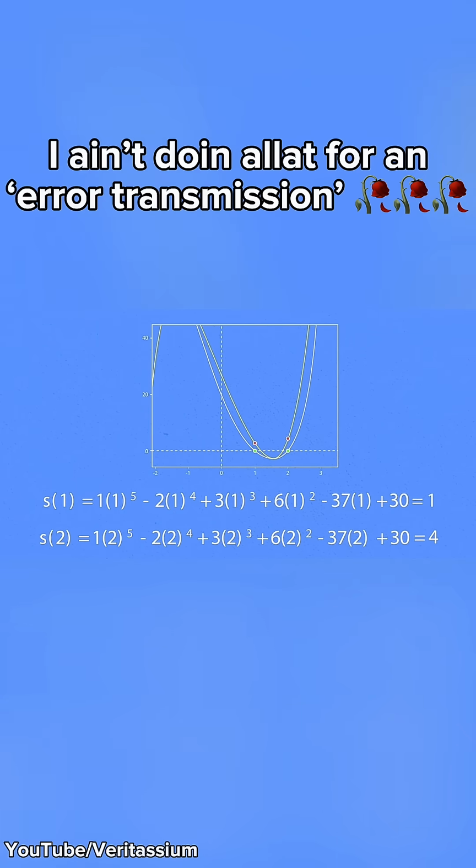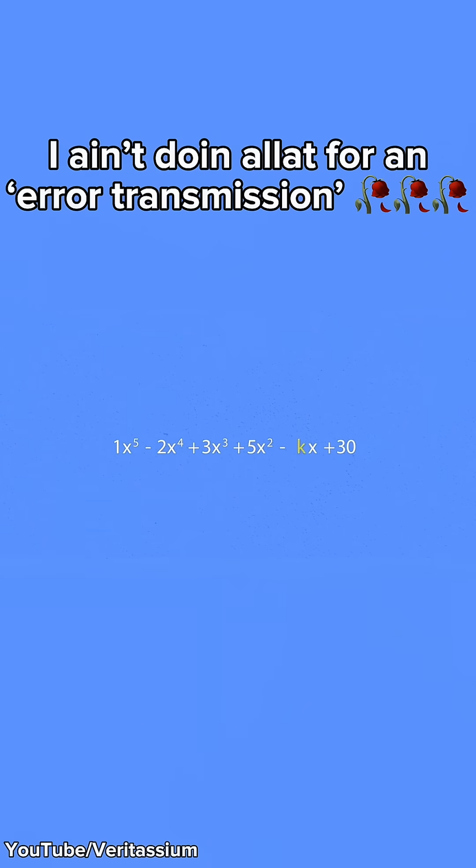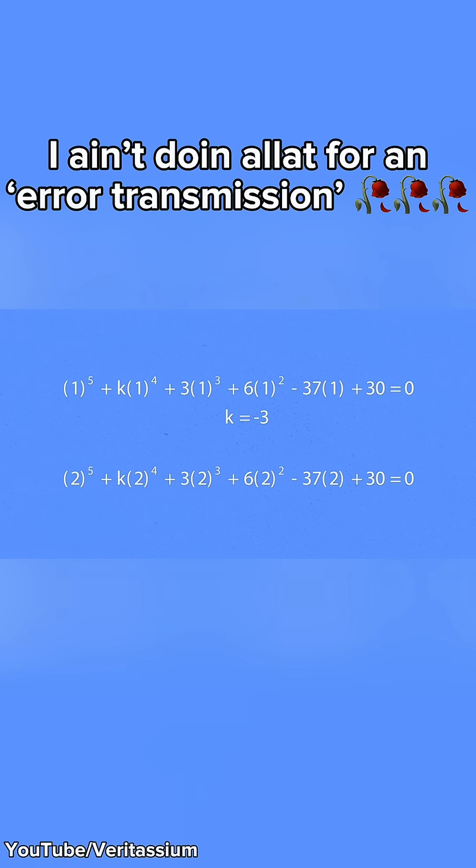To figure out where the error occurred, one at a time, you set each coefficient to be a variable. Then find the value of that variable, setting the polynomial equal to 0 at x equals 1. You repeat this for x equals 2. And what you find is that the 2 values are different. This indicates that the second coefficient was not the error.